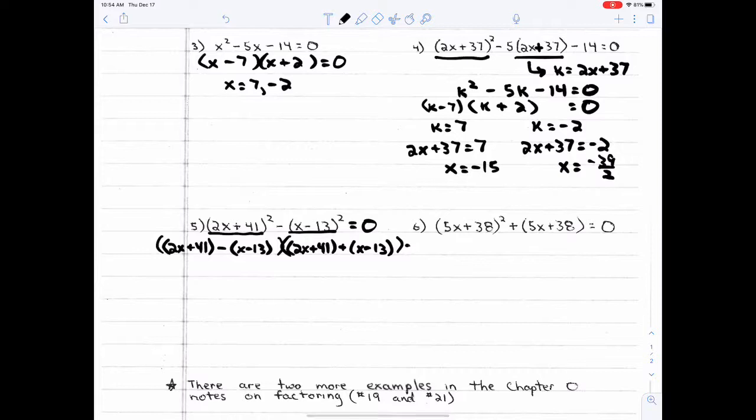Okay, now let's just simplify that. In this parentheses, we've got 2x minus x is x, and 41 minus a negative 13 is plus 54. Just simplifying what's in the parentheses. And on the second set of parentheses, I've got 2x plus x is 3x, and 41 plus a negative 13 is going to give me, what's that, 31 plus 28, I believe.